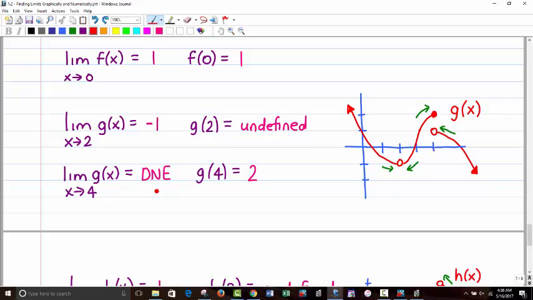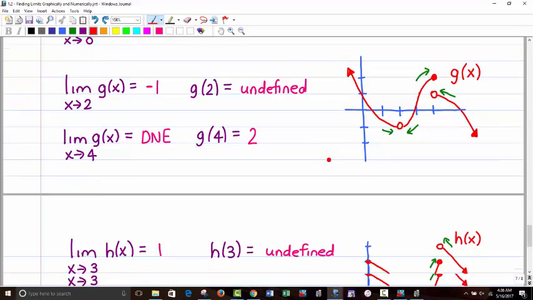Now let's see if there's a function value. And there is. It's where the dot is. So g of 4, when x is 4, y is 2. But you could have had both be holes, and there would have been no function value. Now, they cannot both be dots, because that violates something back in algebra called the vertical line test. You could not have two dots there, because then the graph would not be a function. We would be wrong if we called it a function.